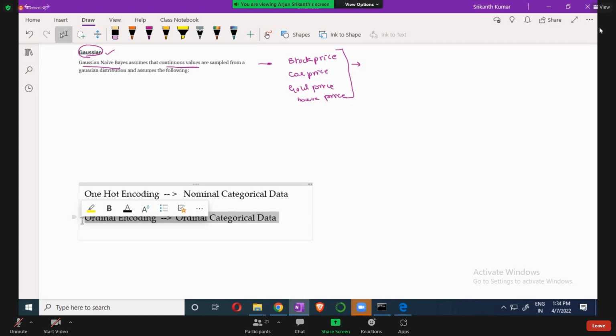Now again, stick to your fundamentals. What is the fundamental? Your model will never understand categorical data. It will never understand your categorical data. So how are you going to deal with it then?